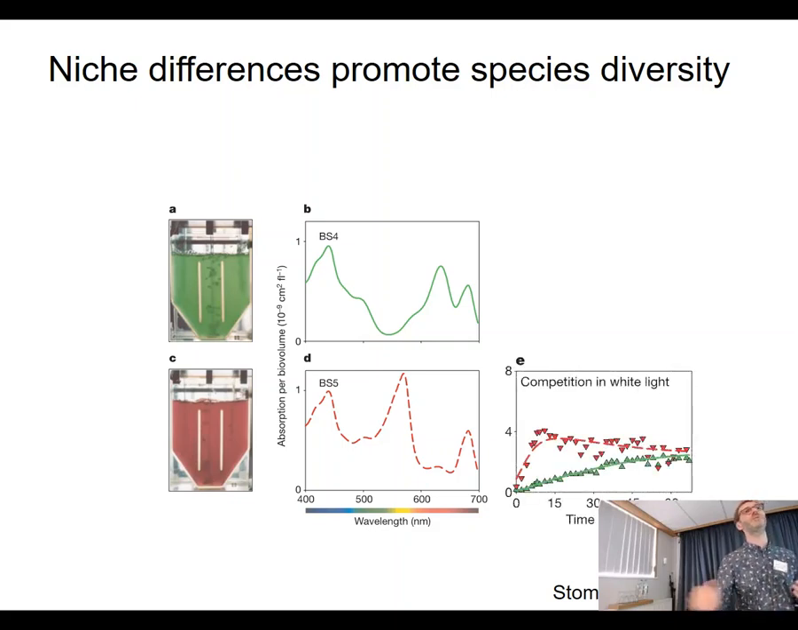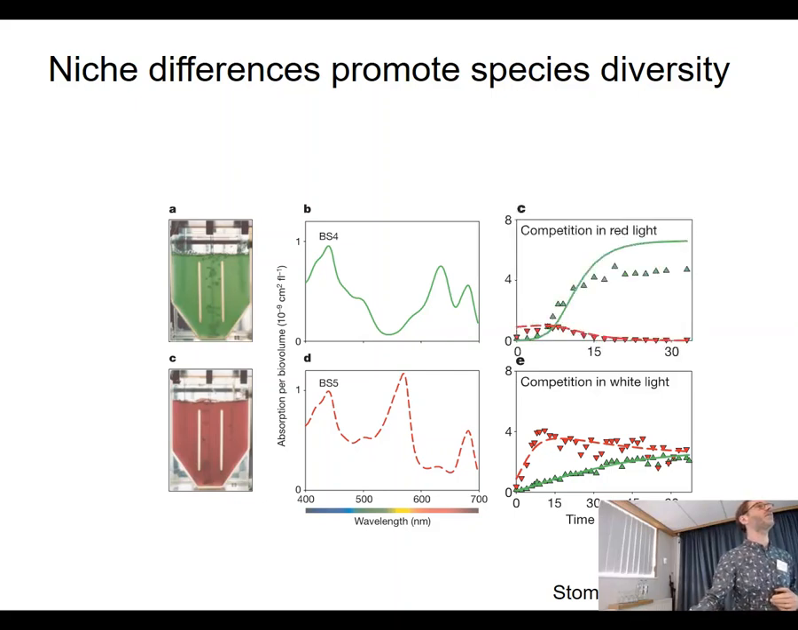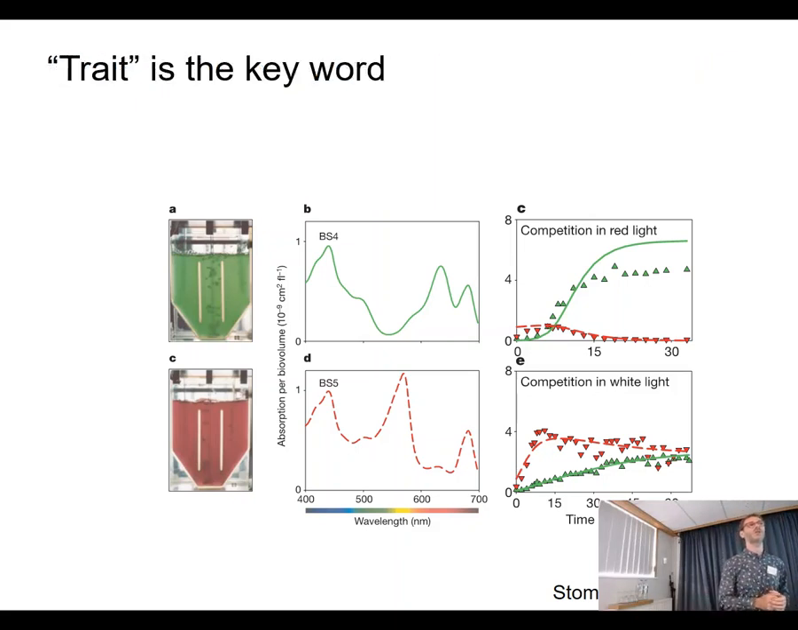If you grow these two species together in white light, the consequence is, because they partition the light spectrum, that they coexist in a stable way in these bioreactors. If you take away this niche differentiation by only offering them, for example, red light, then what you see is that the green would exclude the red one. The opposite would happen if you would only offer them green light. The key word here, I guess, is traits. So these are two species that have different traits, and because of that they are able to exploit a different part of the light spectrum and they are able to coexist.